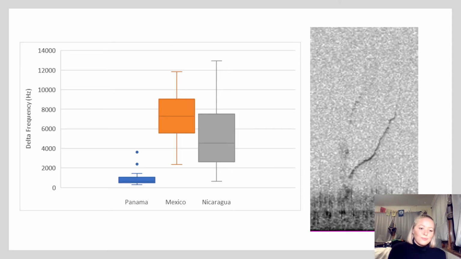Now moving on to my box plots. This one is for the upsweep contour. So Panama has a couple outliers, but is mostly in the lower frequencies. And this is for change in frequency, like overall change in frequency. So Nicaragua had the greatest change in frequency, but Mexico had the largest median change in frequency.